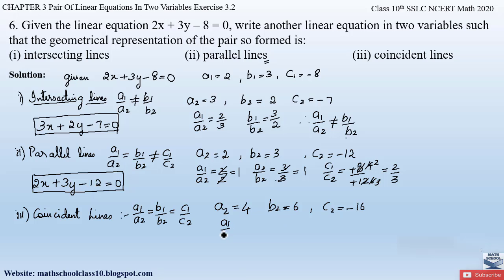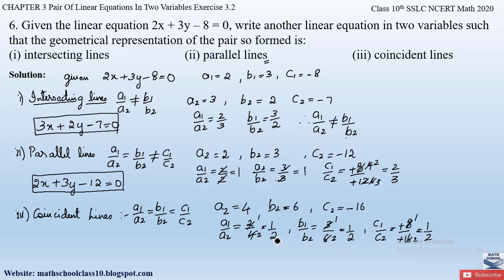So we will take a1 by a2 is 2 by 4, that is 2 1 times, 2 2 times, so you got 1 by 2. Similarly, what will be b1 by b2? b1 is 3 and b2 is 6, so this will be 3 1 times, 3 2 times, again it is 1 by 2. Similarly, c1 by c2 is minus 8 by minus 16, so this minus and minus will become plus. 8 1 times, 8 2 times, so again it is 1 by 2.